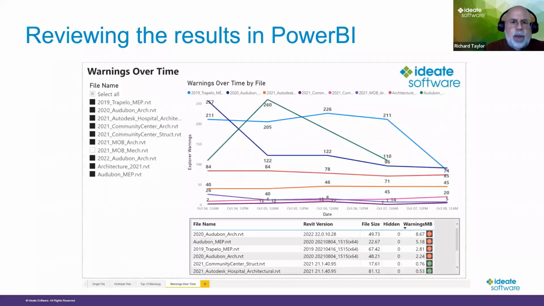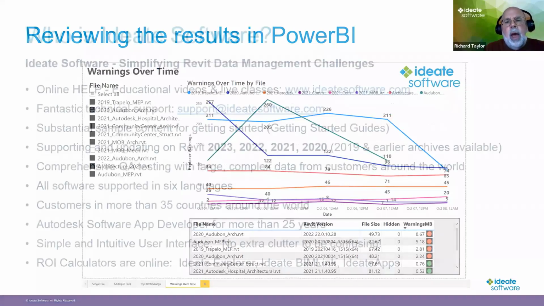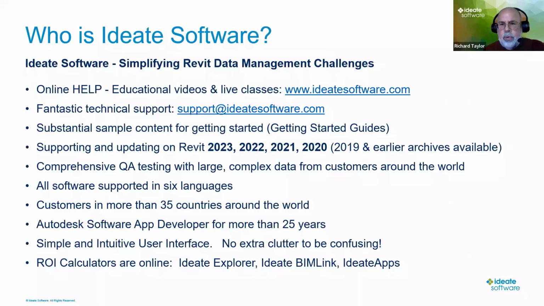Here's the warnings over time. And then I totally agree with Jason. I couldn't stress it more. Warnings are so important to fix on a regular basis because they can cause so many issues with a Revit model, so you want to be sure that you're going through and understanding where those warnings are. So I'm a little bit over 20 minutes, 21 minutes.